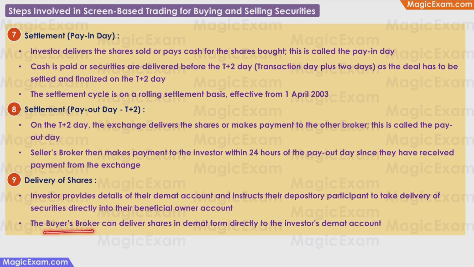The buyer's broker can then deliver the shares in Demat form to the investor's Demat account. A point to remember here is that the brokers, the depository participants, the banks, the stock exchanges, the clearinghouse and the depositories are all tightly connected. So the entire series of steps that we just discussed happen quite seamlessly.